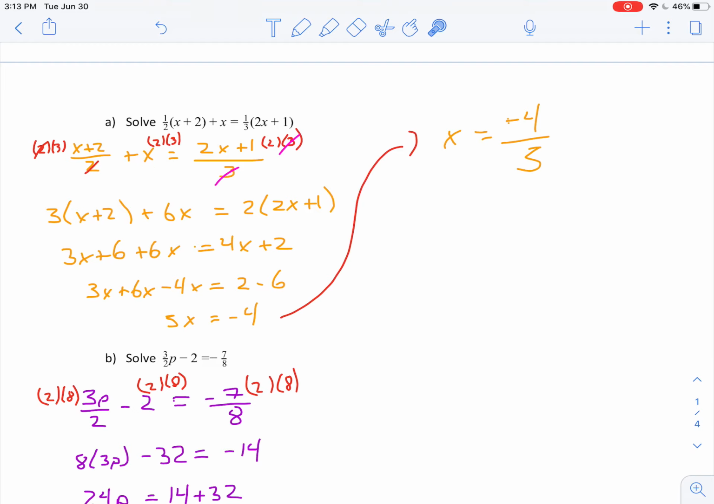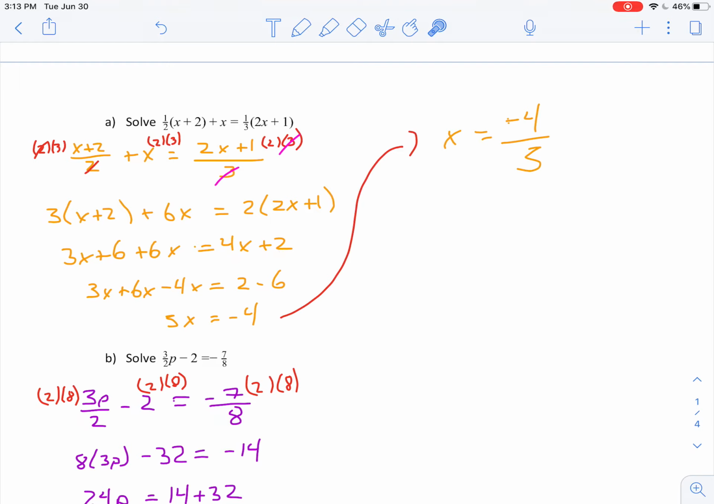is equal to, well, these 3's cancel, so I'm now left with 2 times 2x plus 1, which I've written there. Now I go ahead and distribute my 3 into my brackets. It becomes 3x plus 6x is equal to, and I distribute the 2 into the brackets. 2 times 2x is 4x, and then it's plus 2.